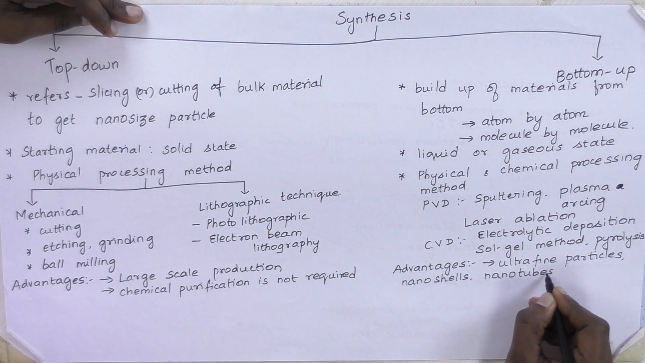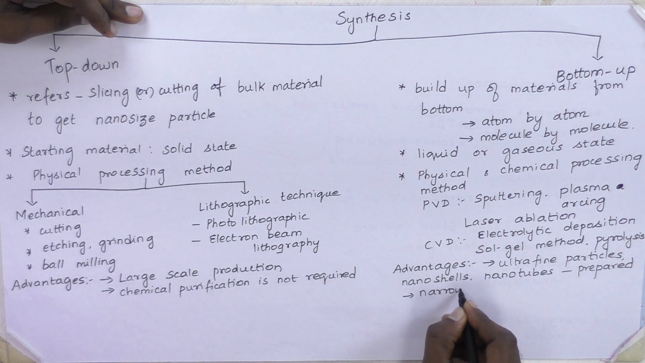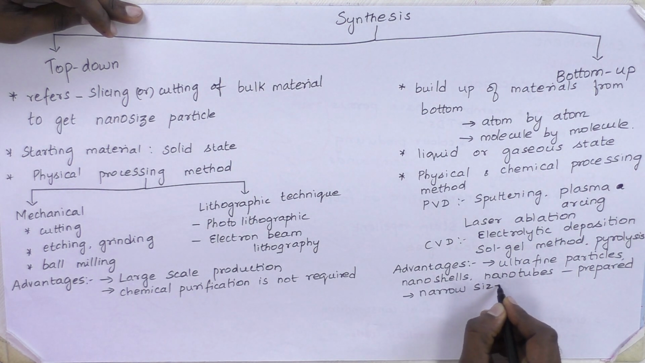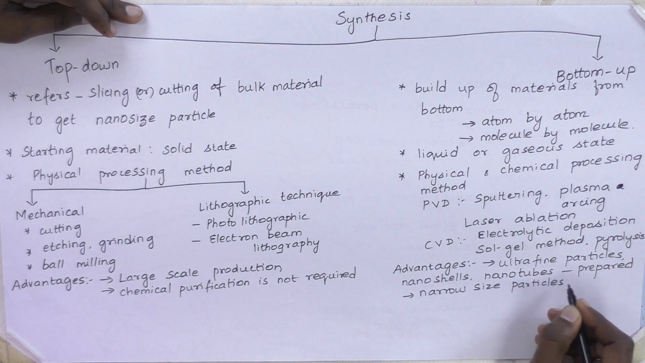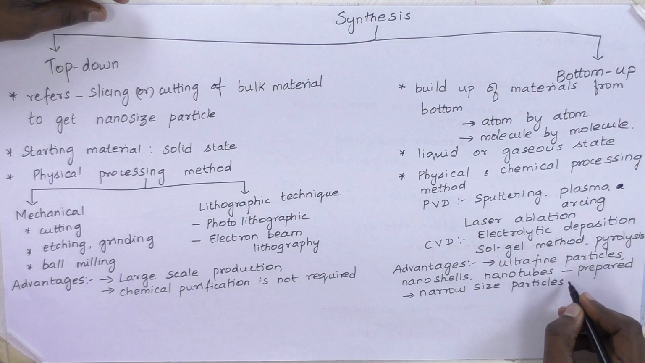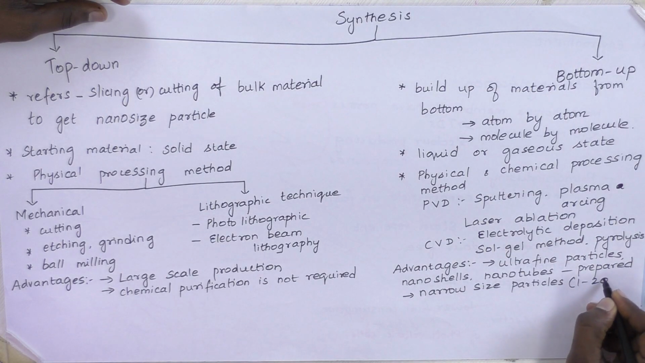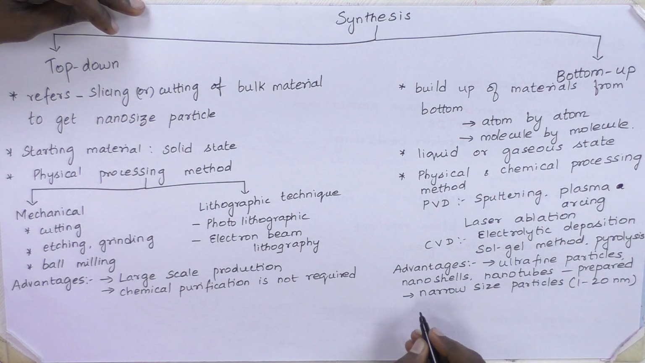nanotubes prepared, narrow size particles are distributed. Narrow size particle means when we synthesize nanoparticles by the bottom-up approach method, the particle size distribution is found to be in the range of 1 to 20 nanometer, that is narrow particles. 1 to 20 nanometer is possible.